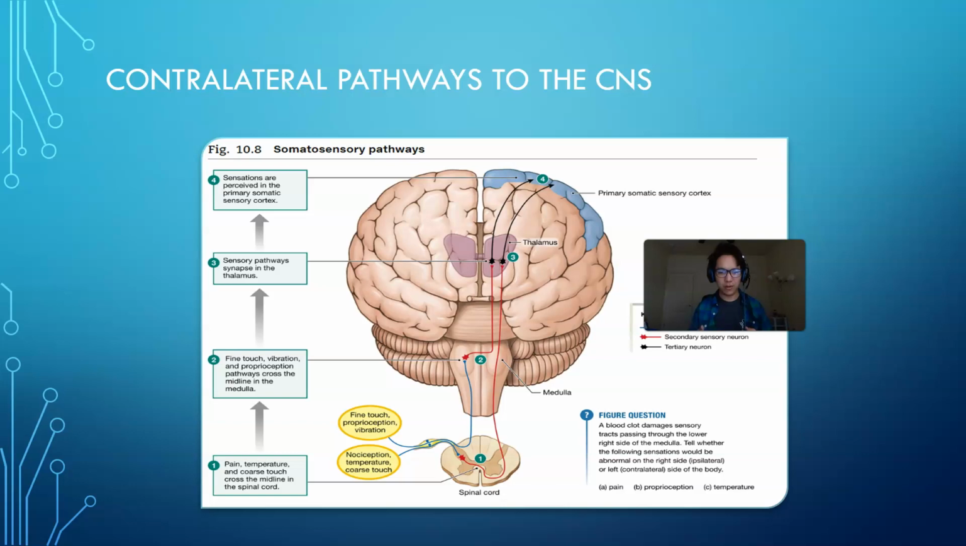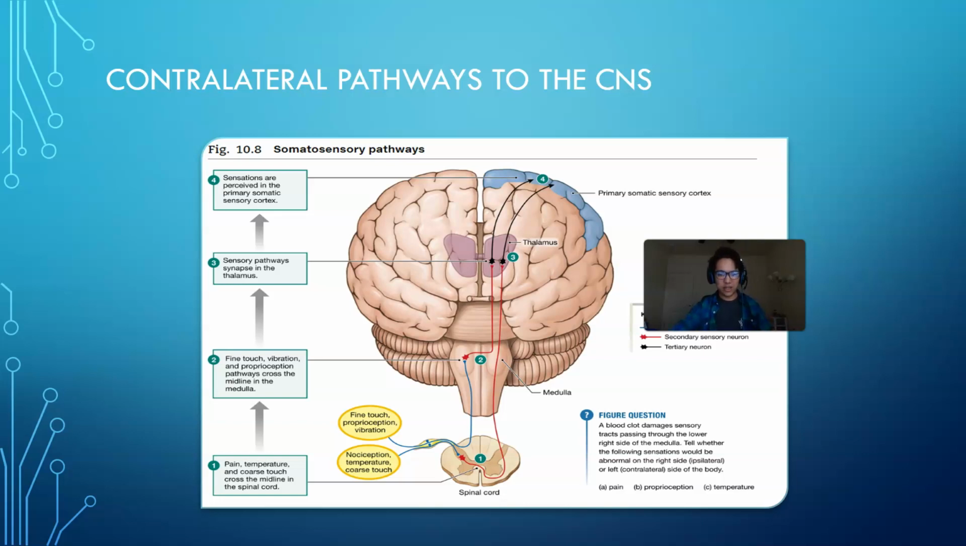Contralateral, of course, means relating to or denoting the side of the body opposite to that on which a particular structure or condition occurs. So contralateral pathways actually decussate. Decussate means to cross or intersect. It's a very important word in neuroscience, in the spinal cord or the medulla. So contralateral pathways decussate in the central nervous system.